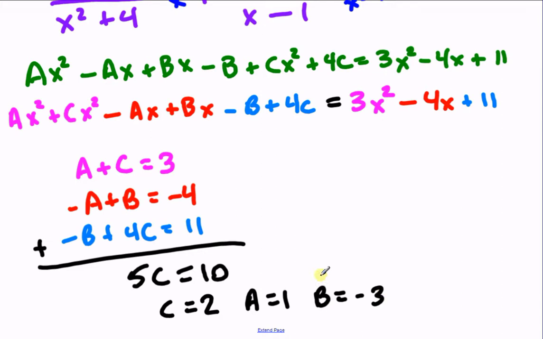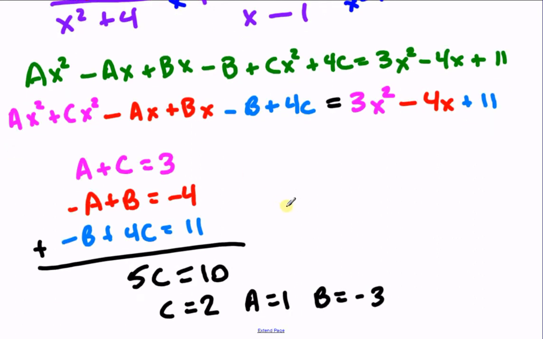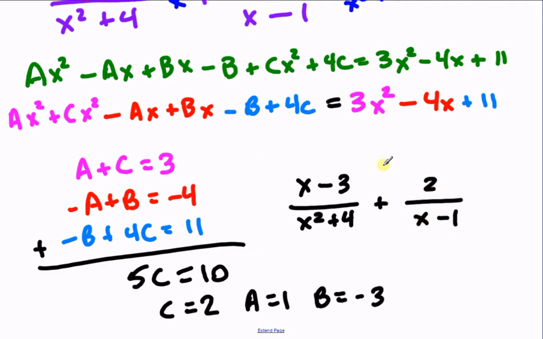Okay, and again, last step here, we're going to go ahead and take this and put it back into our original problem. So we had ax plus b over x squared plus 4, so 1x, or just x, minus 3 over x squared plus 4, and then our c value is over x minus 1, so finally 2 over x minus 1. And that'd be your final answer.